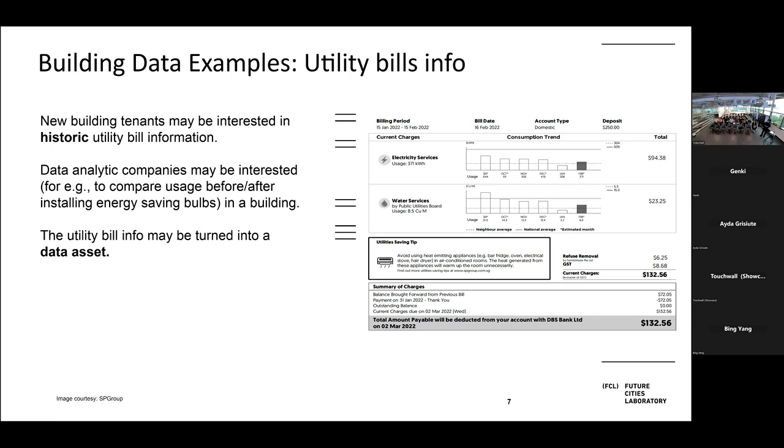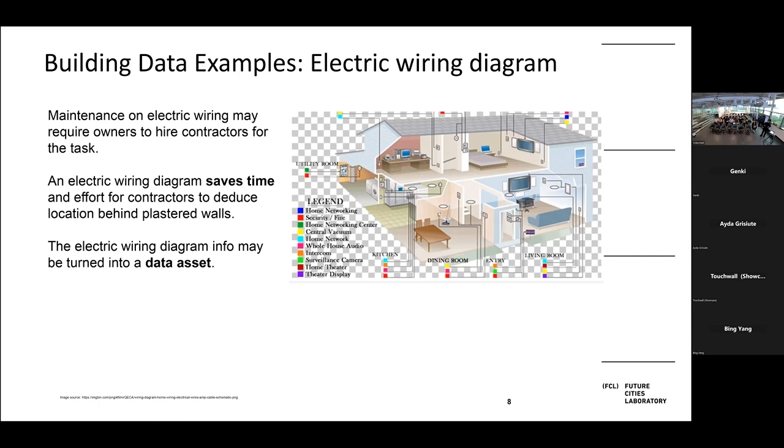Yet another example is the electric wiring diagram in the building or an apartment. From time to time, the electric system might need maintenance, or you might want to add new things, and you hire a contractor. The issue here is that all the wiring is behind plastered walls. So the contractor is going to have to spend some time finding where the wires are and deciphering it. Instead, if the electric wiring diagram was already available to them, the job would have been much easier and faster. So the electric wiring diagram is another example of building information that can be converted into a data asset.